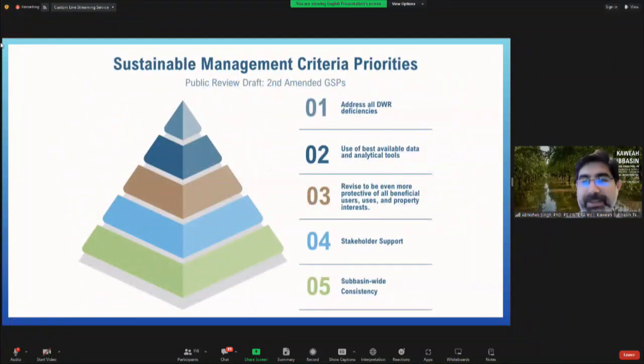So this slide shows the guiding principles or priorities that were the basis for the development of all sustainable management criteria. To summarize, the revised GSPs use a regional, basin-wide, consistent quantitative framework relying on extensive stakeholder feedback and using the best available data and science to develop the revised sustainable management criteria that are protective of beneficial use, even more so than the previous GSP. Next slide.